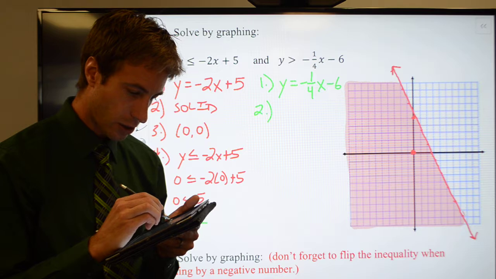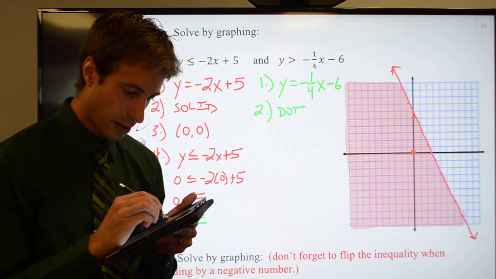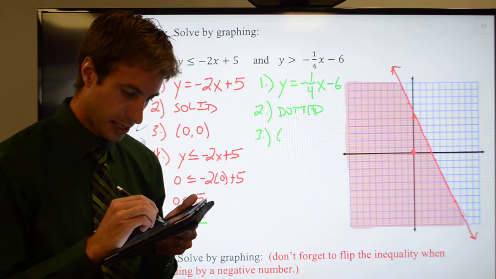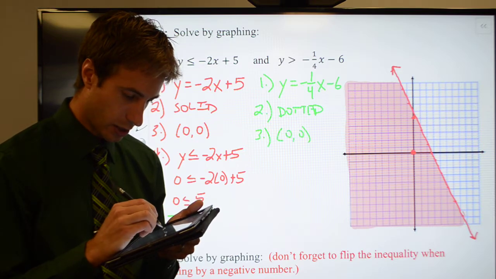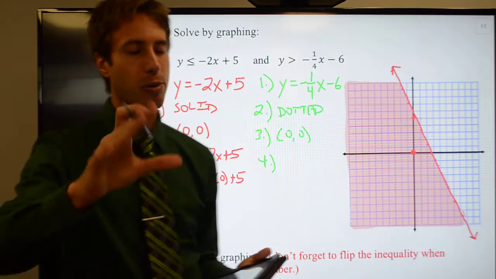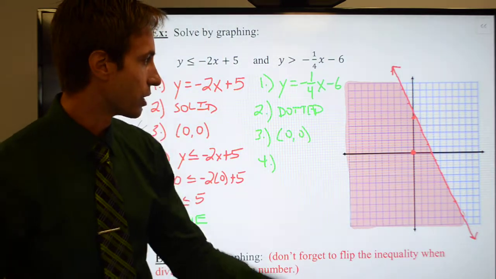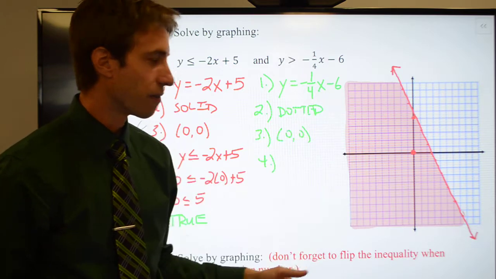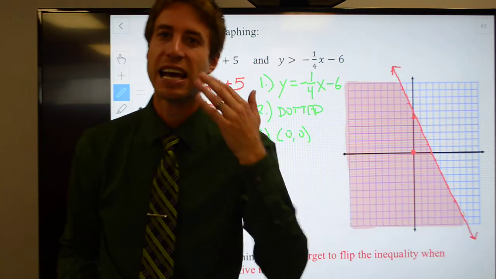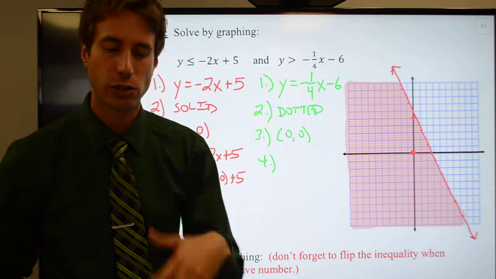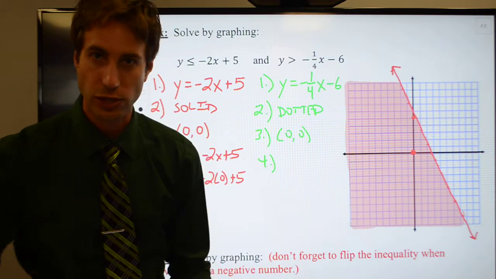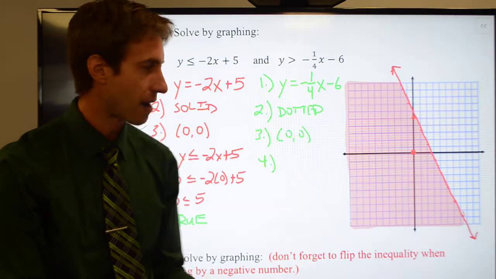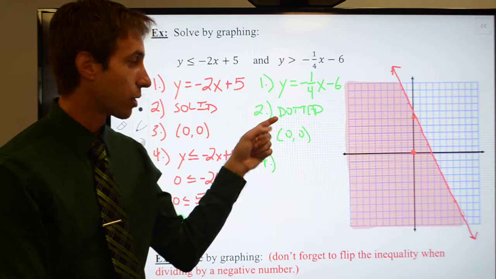Step 2, solid or dotted? Definitely going to be dotted. Step 3, what's my test point going to be? Well, that is not going to go through 0, 0, so I'll choose 0, 0. I know it's not going to go through 0, 0 because my y-intercept is negative 6 and my slope is negative 1/4. There's no way this goes through 0, 0. But if you can't look at your equation and know that it's not going to go through 0, 0, once you've got your equation, just go ahead and graph it. I would do this one and this one.